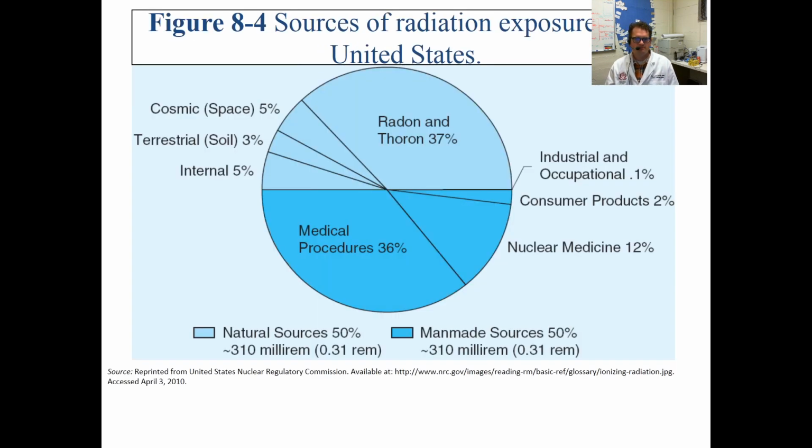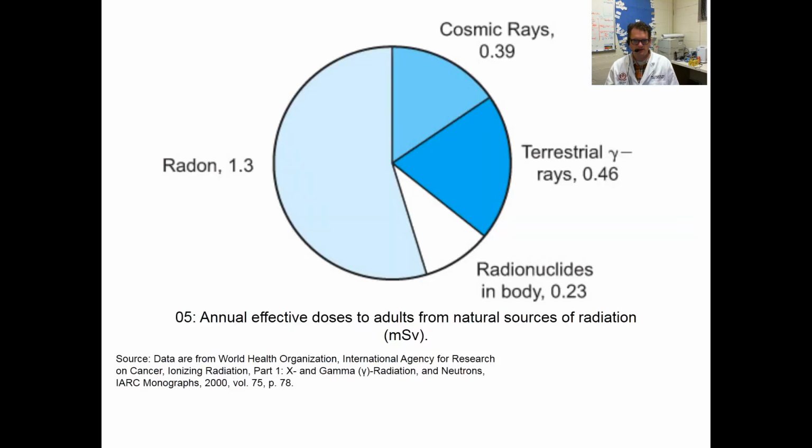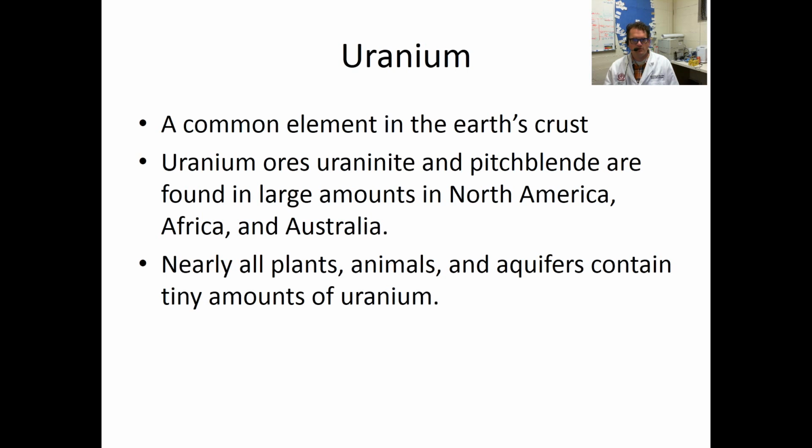Here are some tables. These are from the book as well, and this shows the amount of radiation due to natural sources and man-made sources. And this is the effective doses to adults from certain things. So let's talk about uranium. It's common in the Earth's crust, and it has a disintegrations per second rate, so it's actually decaying. Everybody and everything contains a little bit of uranium.